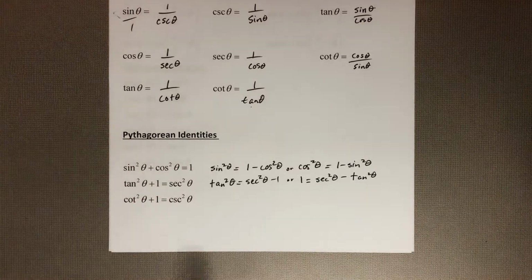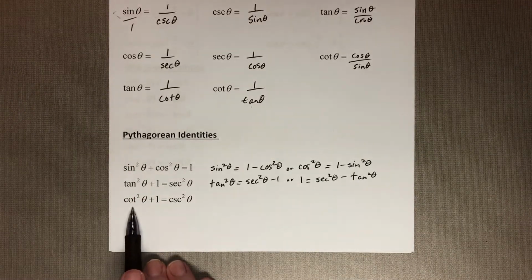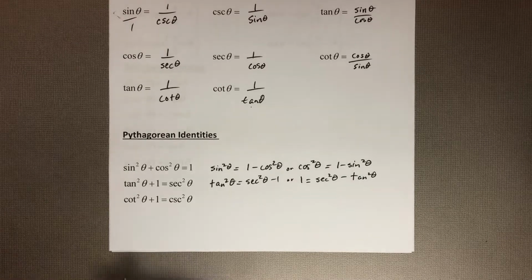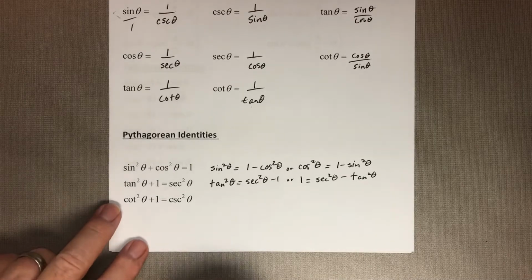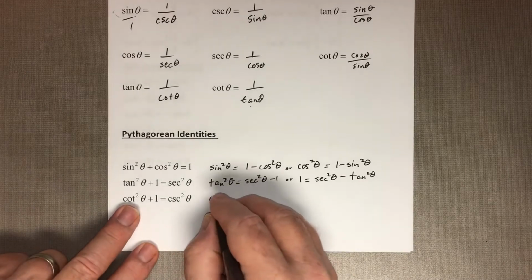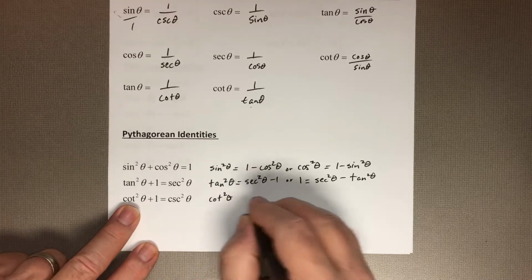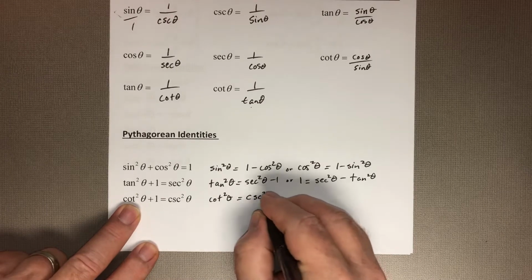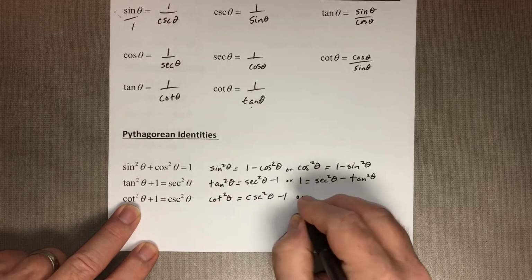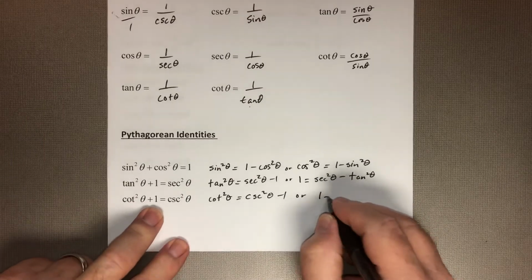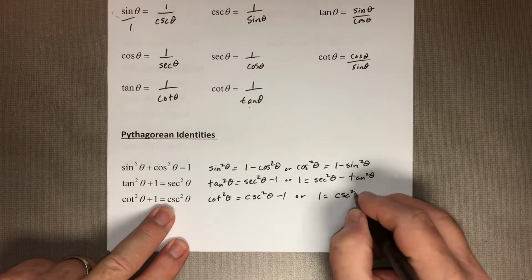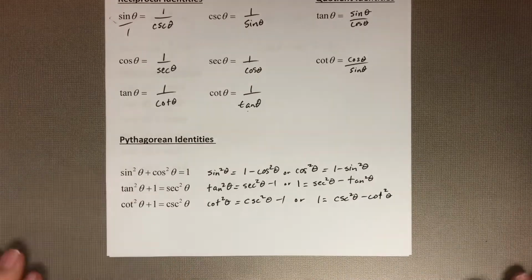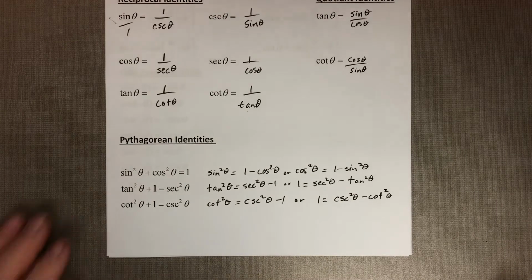Now the next Pythagorean identity says that the cotangent squared of theta plus 1 is equal to the cosecant squared of theta. And of course, you could solve that for the cotangent squared of theta if you wanted to. Just simply subtract 1 from each side, which would give you the cotangent squared of theta is equal to the cosecant squared of theta minus 1. Or if you solved it for 1, it would be equal to the cosecant squared of theta minus the cotangent squared of theta. You should be able to take any one of these and solve it for the other.